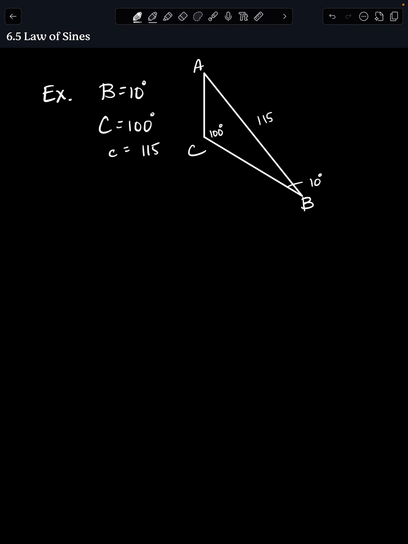All right, what information have they given me? They've given me two angles and a side. If I've been given two angles and a side, I'm using the law of sines. And I'm solving for all three angles, all three sides. Well, the third angle is going to be super easy to solve for because I've been given two angles. So my third angle is going to be 180 minus 100 minus 10, which we know is 70 degrees. So angle A is 70 degrees.